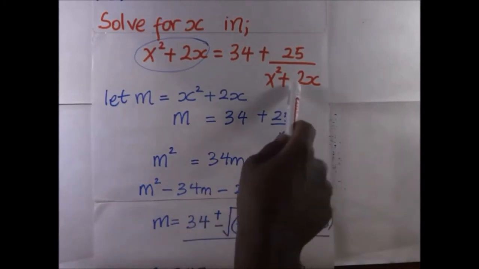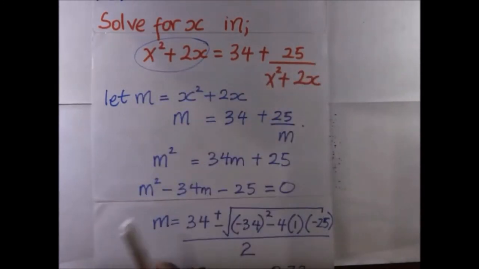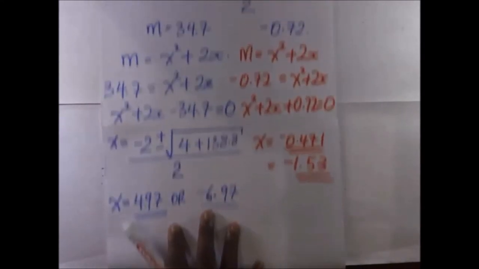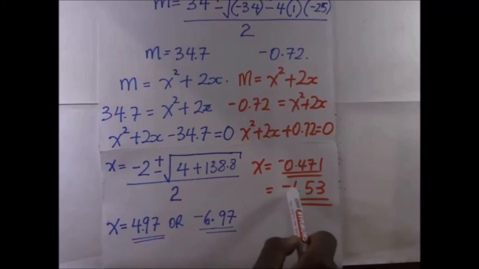So to answer this question, the values of x that are satisfying this equation are the ones that we've gotten down here, which are 4.97, negative 6.97, negative 1.53, and negative 0.471.